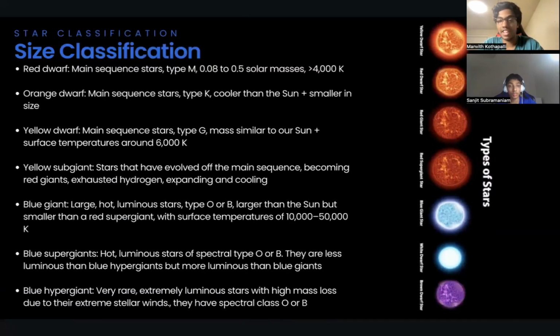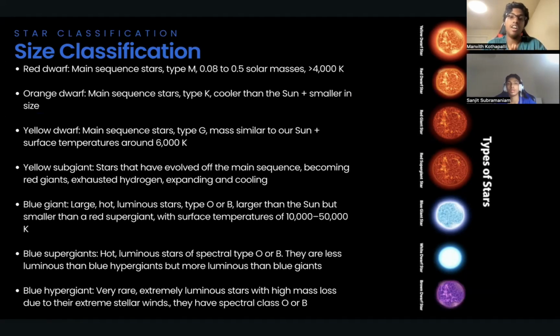So now let's talk about size classification. Now, size classification and age classification are related, but size classification is different. So red dwarf stars are small. They are cool main sequence stars with spectral type M. They range in mass from about 0.08 to 0.5 solar masses and have surface temperatures less than 4,000 Kelvin.